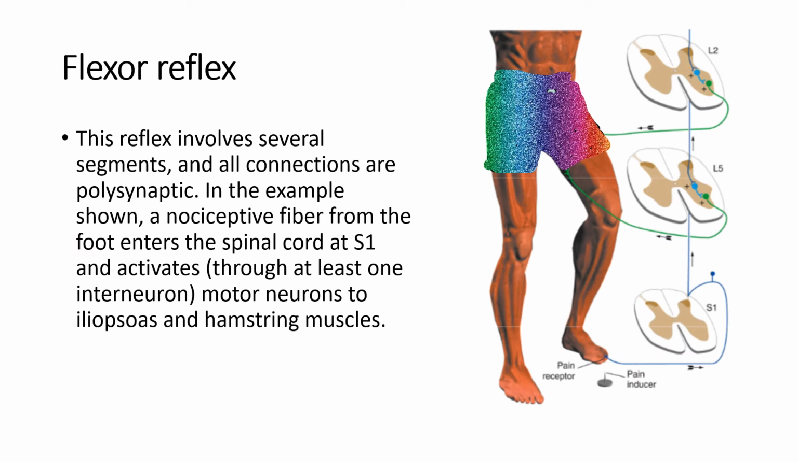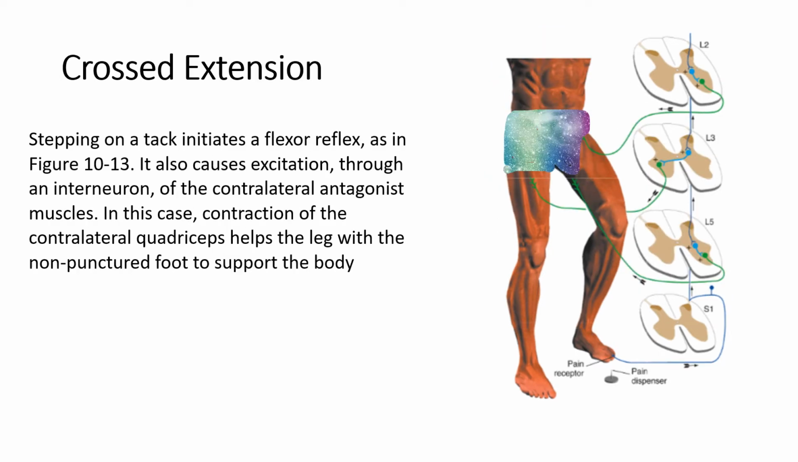Flexor reflex, here's Mr. Sparkle Pants. Remember that slide? The reflex involves several segments and all connections are polysynaptic. In the example shown, a nociceptive fiber, so pain, from the foot enters the spinal cord at S1 and activates through at least one interneuron the motor neurons to iliopsoas and hamstring muscles. Iliopsoas, remember, is going to be your major hip flexor, and hamstring is going to flex the knee. So boom, it's going to flex the hip, flex the knee, you're jumping off of that tack.